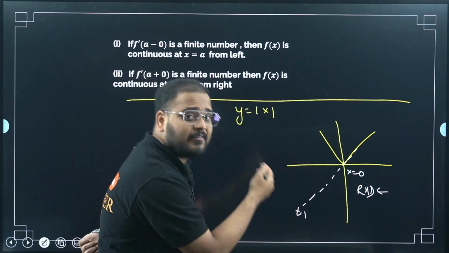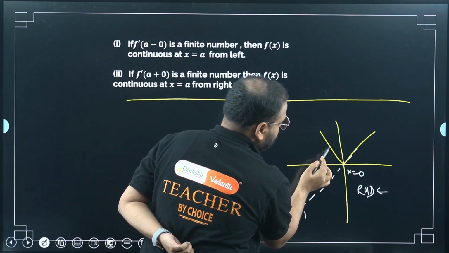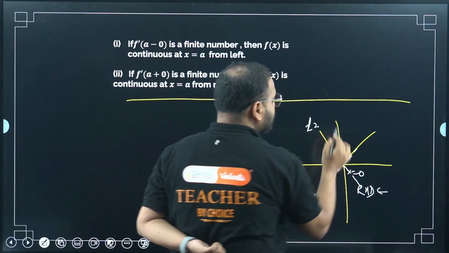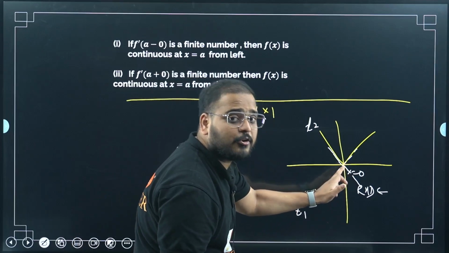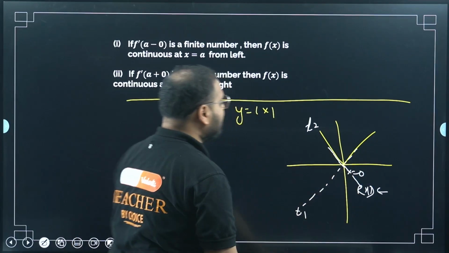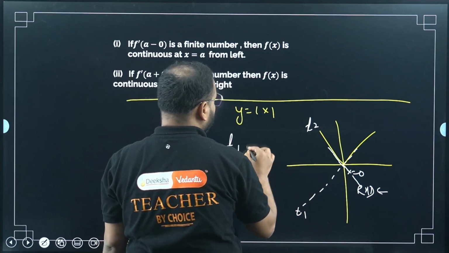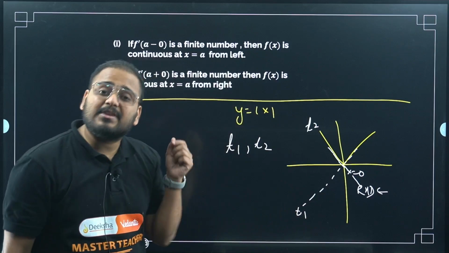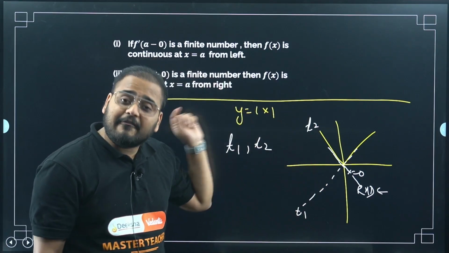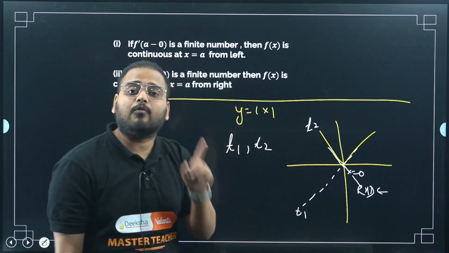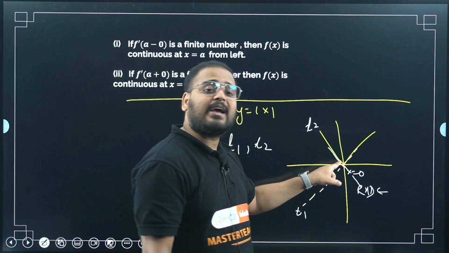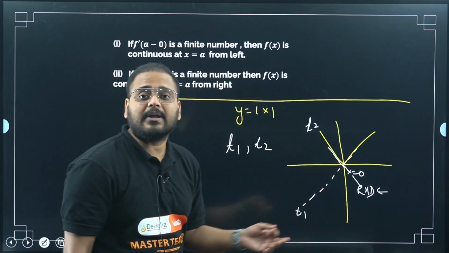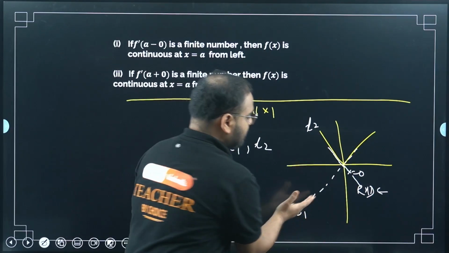When I do the same thing for the left hand side, this is my tangent 2. So at the same point x equals 0, in close proximity, I'm getting two different tangents, t1 and t2. For a differentiable function, every point in the domain should have only one tangent. But at x equals 0, if I move a little towards the right for the right hand derivative, I get a different tangent.